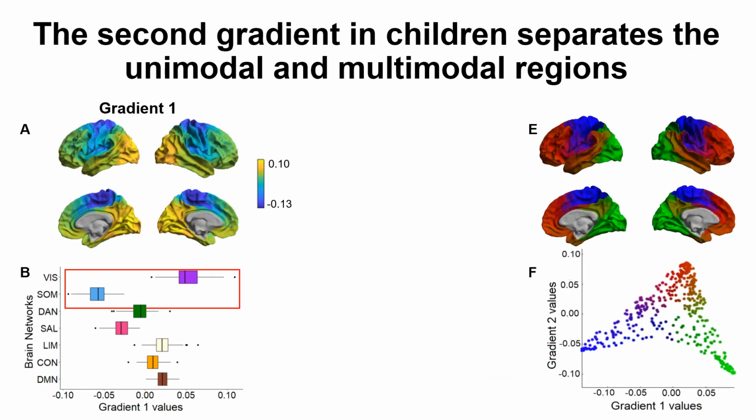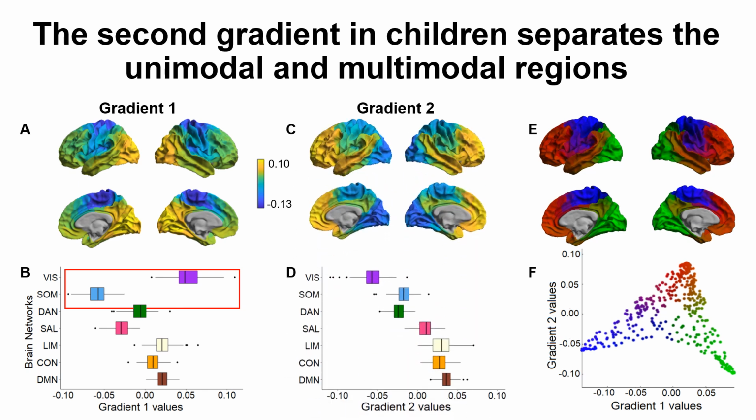For the second gradient, we can see that similar to the principal gradient in adults, this gradient separates the unimodal regions and the multimodal networks, with visual and somatomotor on one end and the default mode and control networks on the other end. This is again demonstrated on the right, where we can see that the second gradient separates the blue and green regions and the red regions. The blue and green colors correspond to the somatomotor network and the visual cortices, whereas the red color lies in the multimodal areas in the frontal and temporal regions.